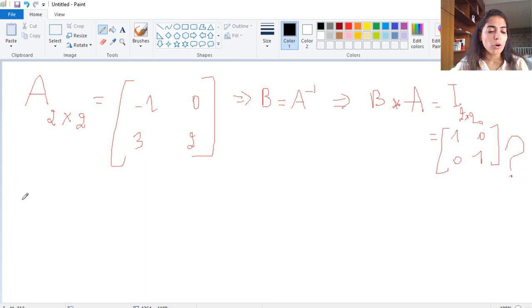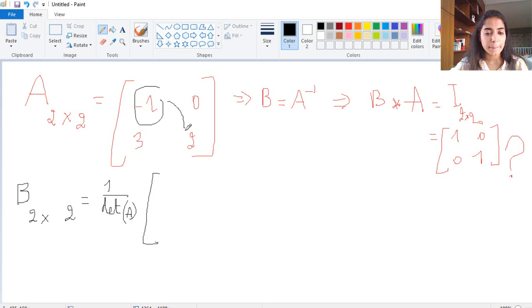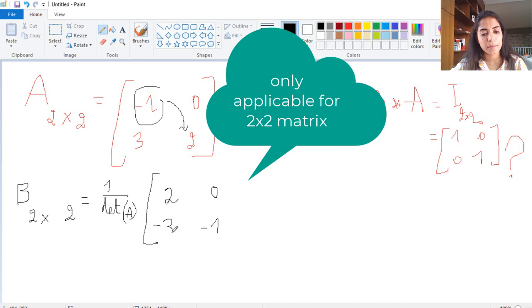Basically, guys, the rule for a 2 by 2 inverse matrix is that B is equal to 1 over the determinant of A, and we will see how to find this determinant, times the matrix where you flip the diagonal elements, so 2 and minus 1, and you put a minus sign for the other two elements, so 0 and minus 3. If it was 1 here, it should be minus 1, all right? But minus 0 is 0, basically.